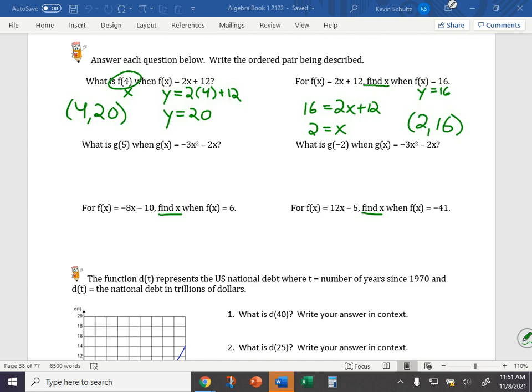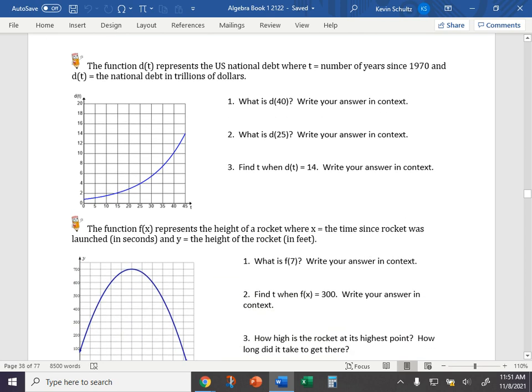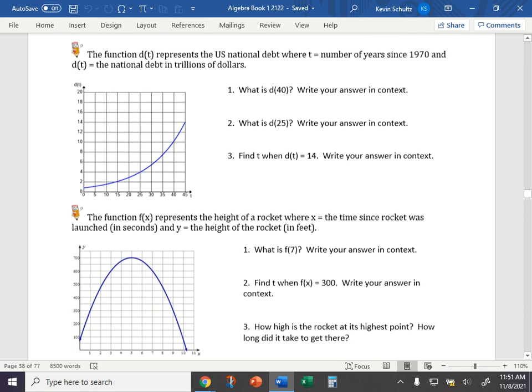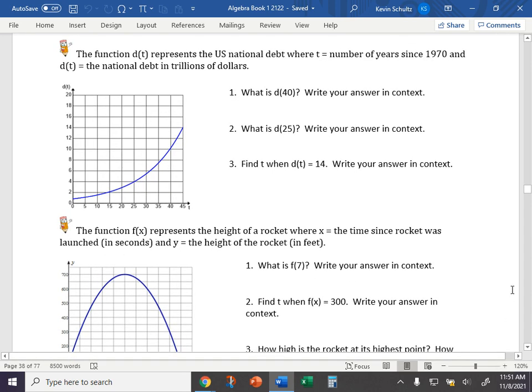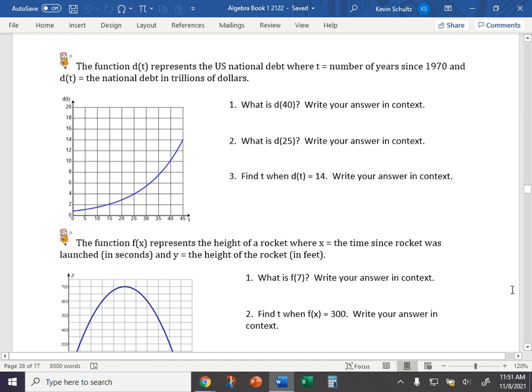The second part is going to be a different type of relation. Remember, we talked about function notation being designed to help us identify ordered pairs of relations. The other type of relation that we have here is a graph. This situation says, the function d of t represents the U.S. national debt, where t is the number of years since 1970, and d of t is the national debt in trillions of dollars. Why are we using d and t here? Why not x and y?